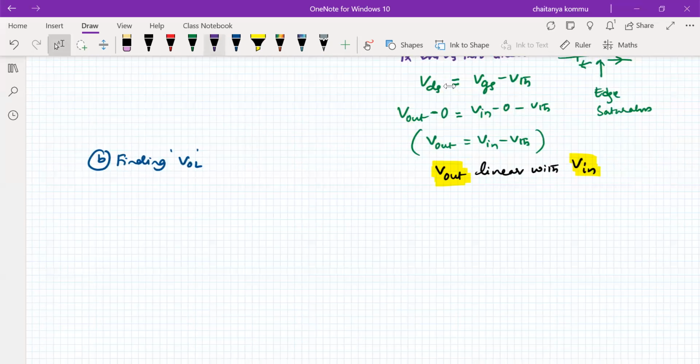So in order to find the VOL, what should the VIN be? VIN should be VDD. So we have a small derivation here. We will do this one very quickly.